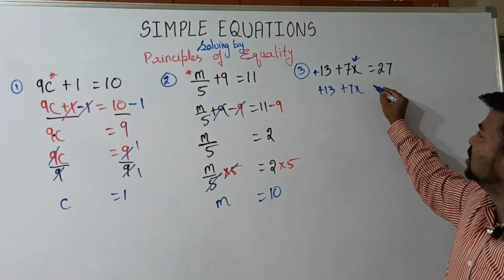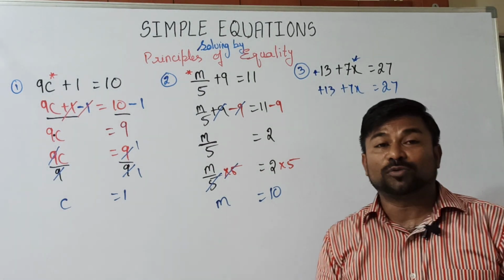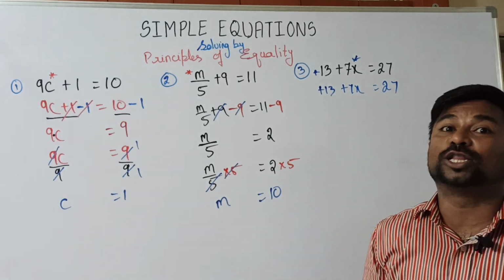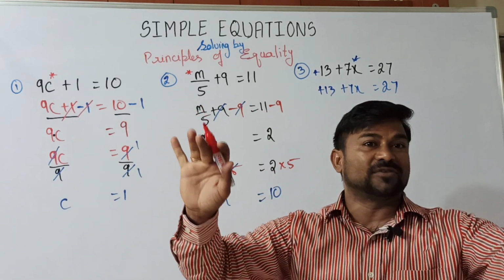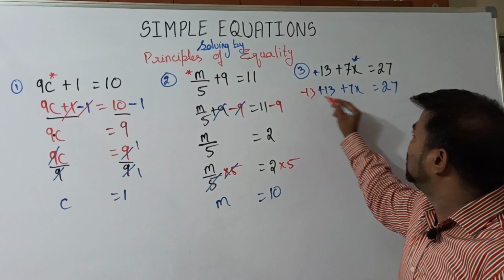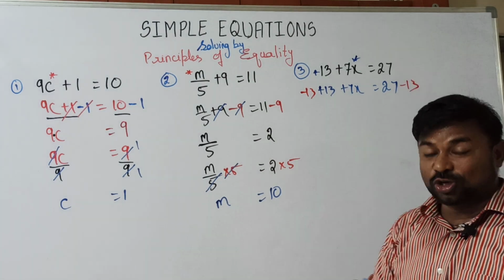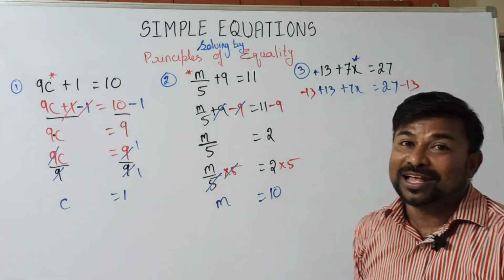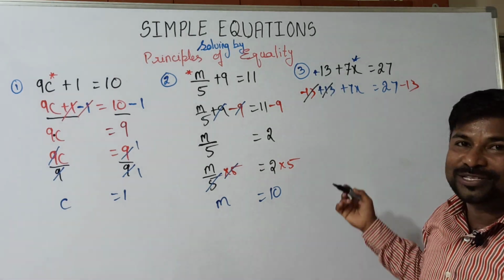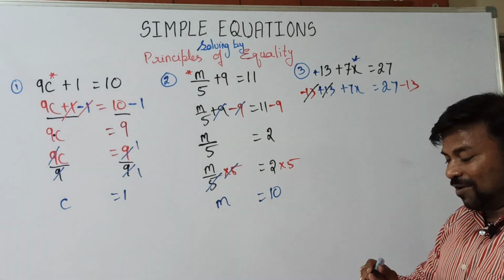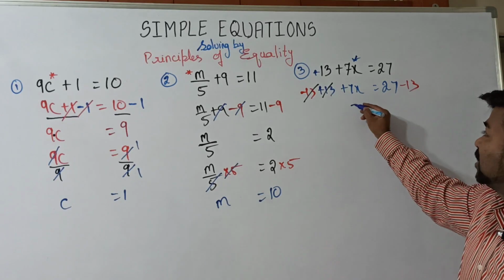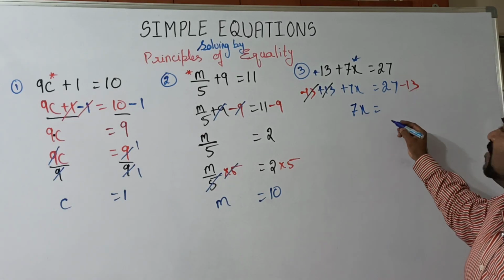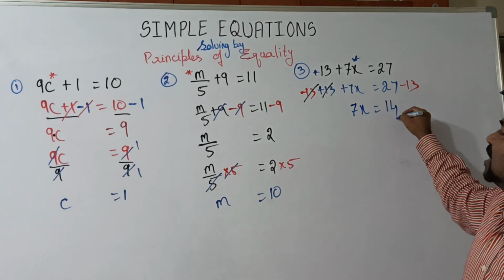Plus 7x is equal to 27. So what are we going to take? We are going to take the opposite of your far away friend. So minus 13 and minus 13. We are removing that friend. The away friend is removed. So what is left over is your 7x, and here 27 minus 13 is 14.